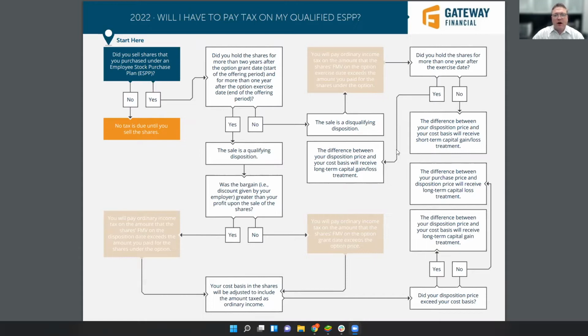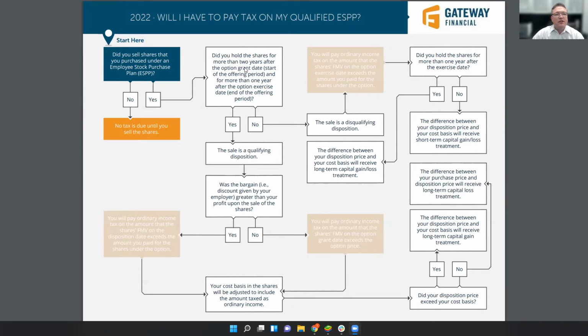The differences are your cost basis will receive a short-term capital gain or loss treatment, or the difference between your purchase price and disposition price will receive a long-term capital loss treatment, or you receive a cost basis of long-term capital gains or loss treatment. So those are very big, and in our current tax plan, that can mean a tremendous amount of difference based upon where you're at in your income tax bracket and your short-term and long-term capital gains tax.